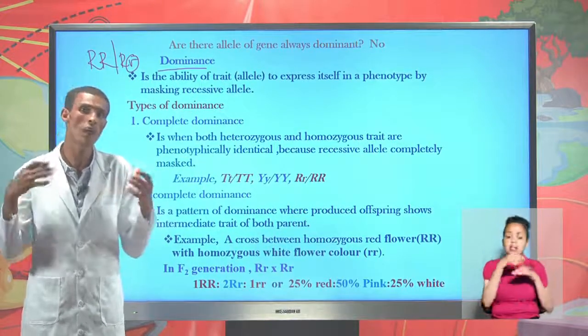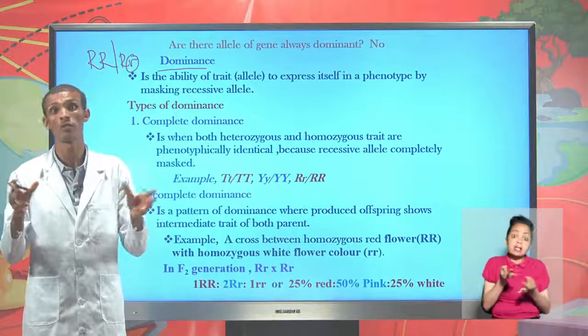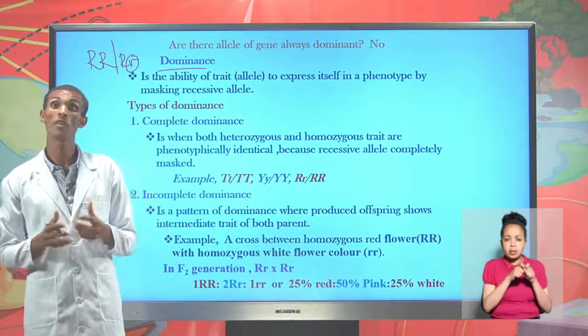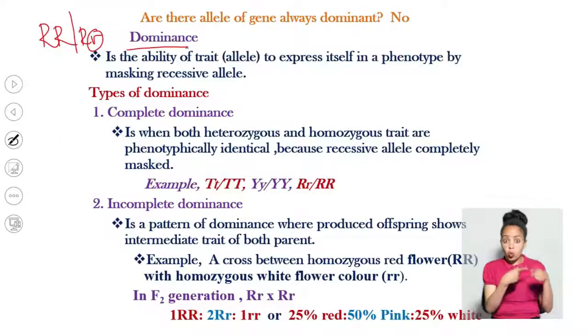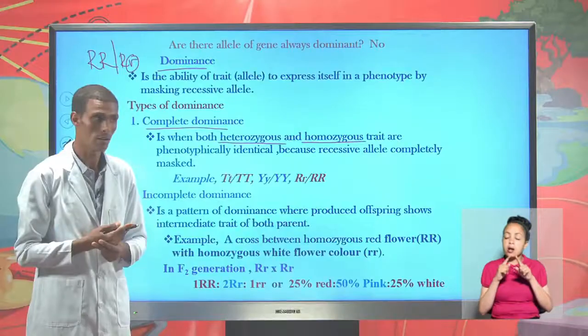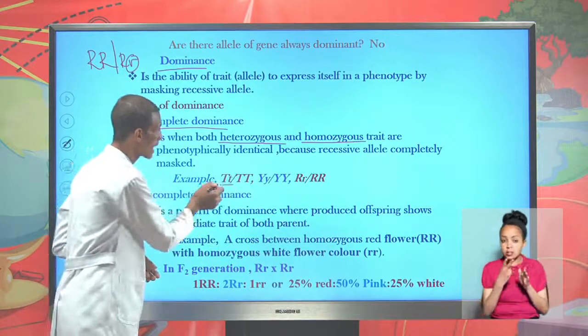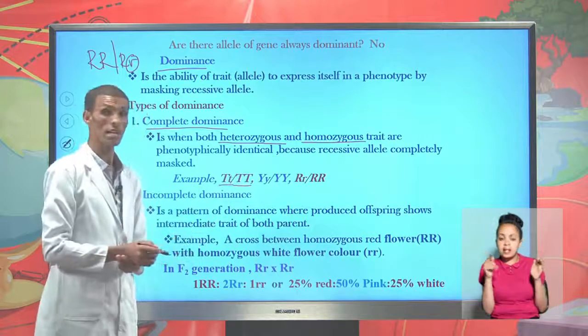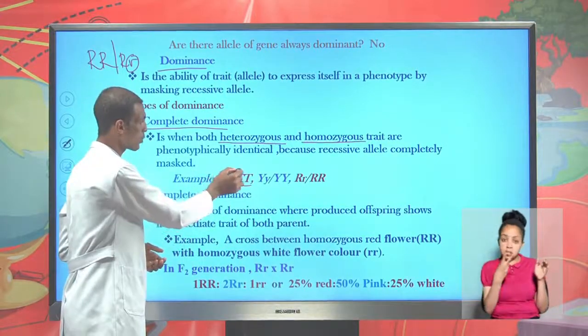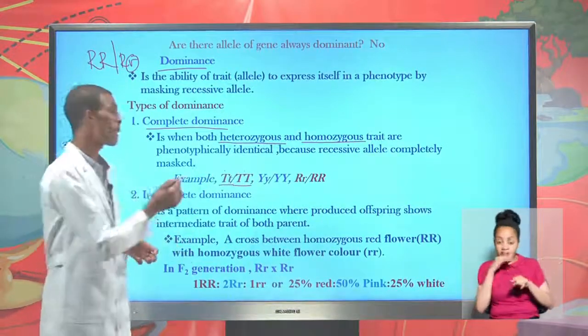Dominance is the ability of an allele to express itself in a given phenotype. There are different types of dominance. The one we are going to speak about is complete dominance. We say complete dominance when homozygous and heterozygous are phenotypically identical. For example, here the character of T capital T small, which is heterozygous, and T capital T capital, which is homozygous, are phenotypically tall.